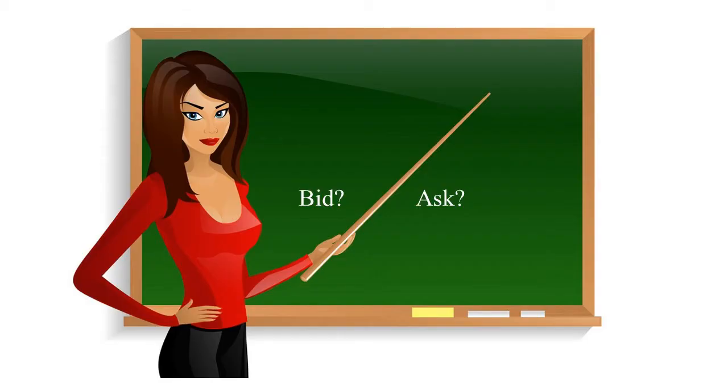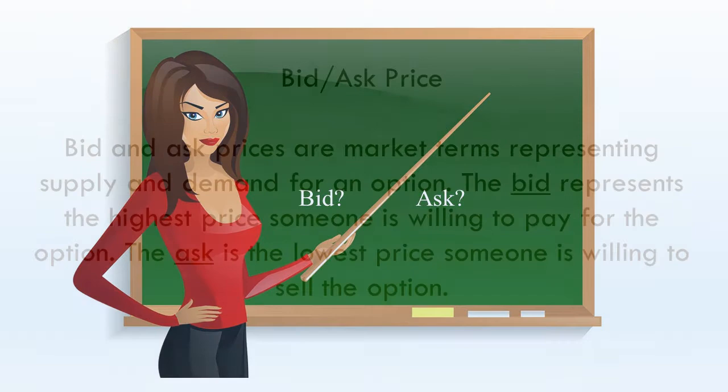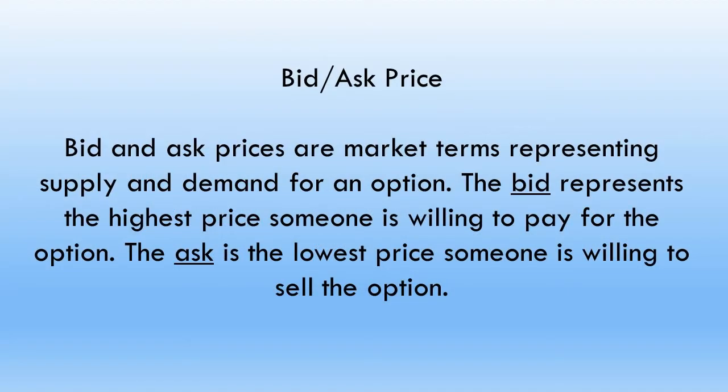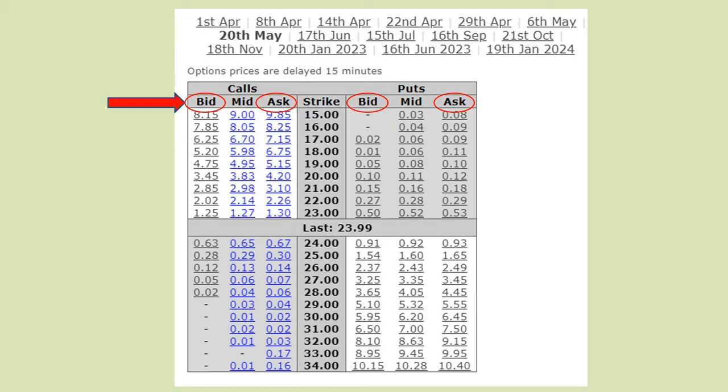Okay, so what is meant by bid and ask? Bid and ask prices are market terms representing supply and demand for an option. The bid represents the highest price someone is willing to pay for the option. The ask is the lowest price someone is willing to sell the option at. The bid and the ask columns are listed for both calls and puts.